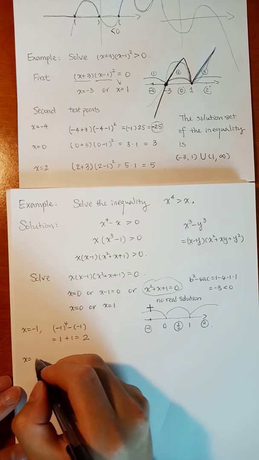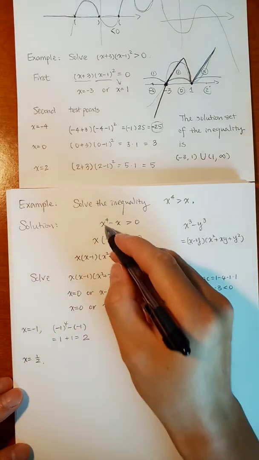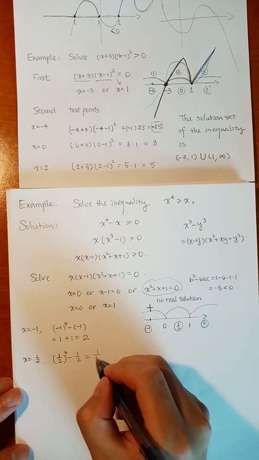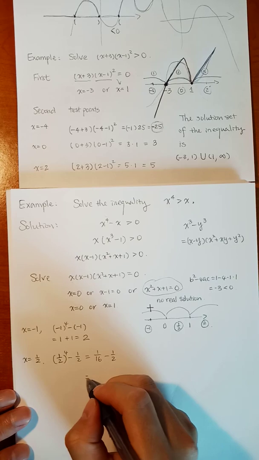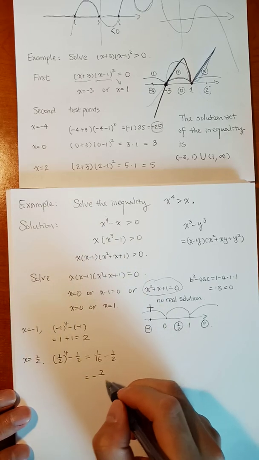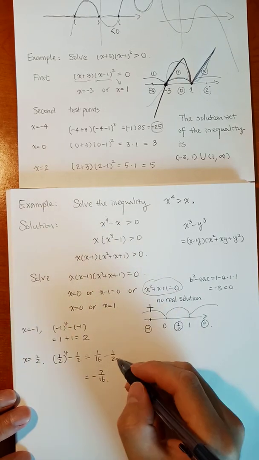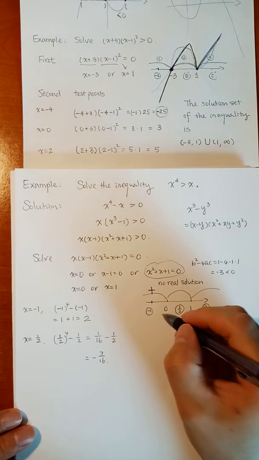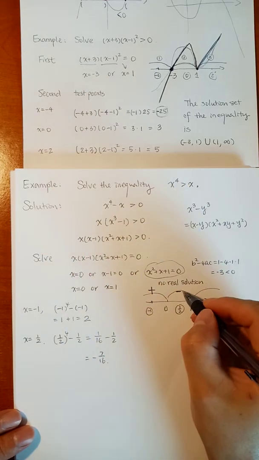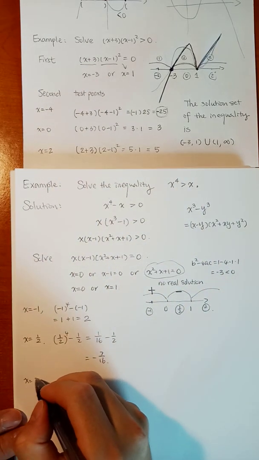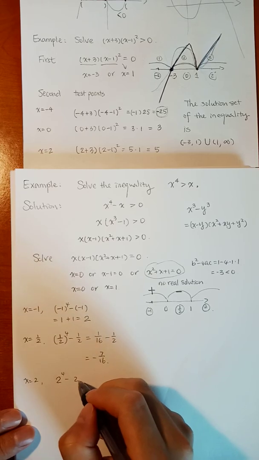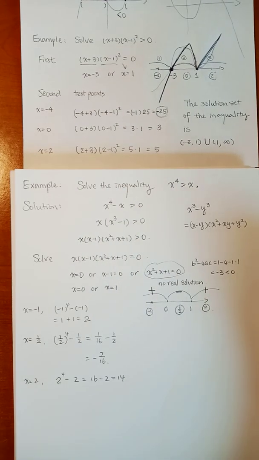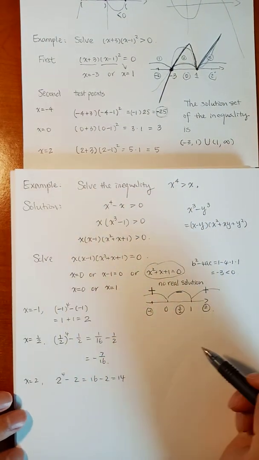And when x is equal to 1/2, it's 1/2 to the 4th power minus 1/2. 1/2 to the 4th power is 1/16, minus 1/2. Well, it's definitely negative. 1/16 is less than 1/2; 1/2 is 8/16. So it's negative, so this part is negative. And when x is 2, it's 2 to the 4th minus 2. 2 to the 4th is 16. 16 minus 2 is 14. This is positive, right? So positive, negative, and positive.